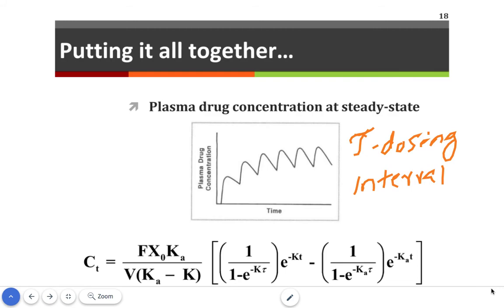F is the bioavailability, X sub 0 is the dose, V is the volume of distribution, Ka is the absorption rate constant, K is the elimination rate constant, T is time, tau is the dosing interval.